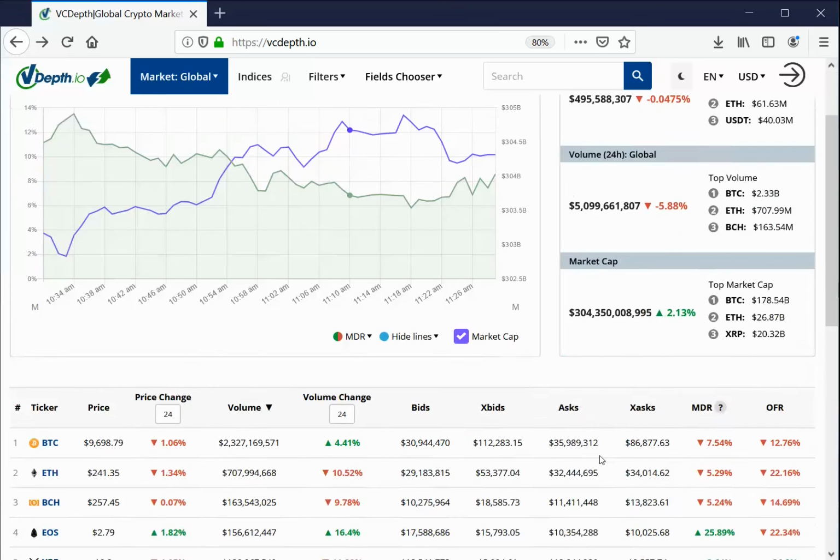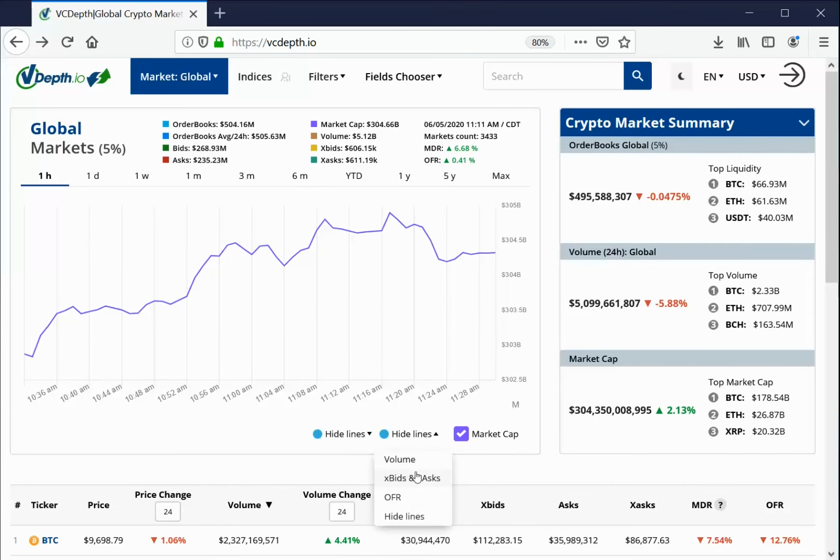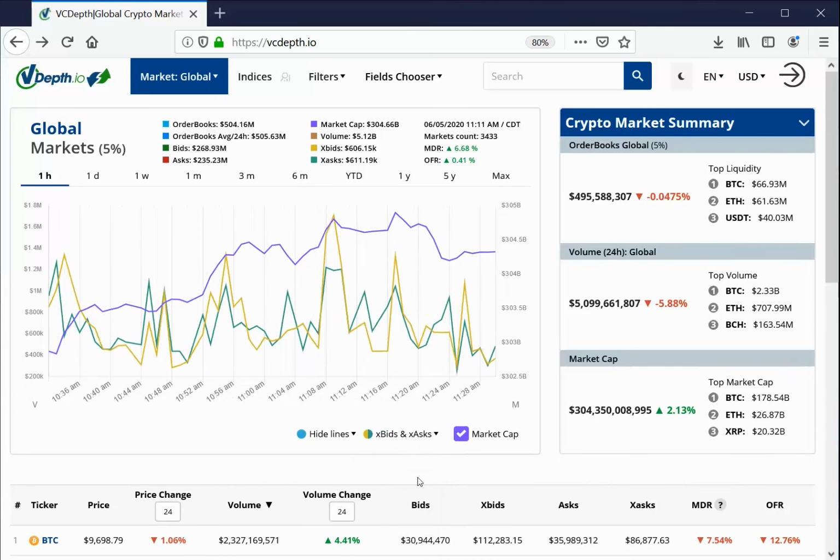I am going to hide order books here so we can focus on executed order flow data. X bids and X asks are exactly what they sound like. X bids are executed bids. This represents a sell, as the seller sells at the buyer's bid price. X asks represent a buy, where the buyer buys at the seller's ask price.